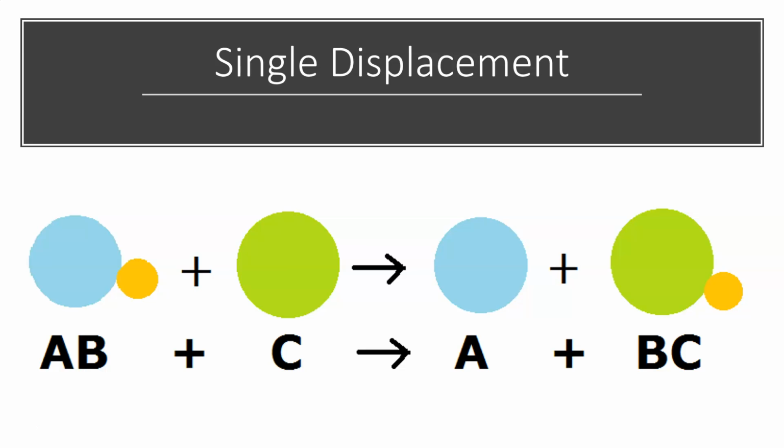We have that single displacement reaction, so you've got A and B over here and C. So remember, in my class we talk about people dancing, so we've got A and B dancing and we've got C dancing, and then in our products A's left on their own and B and C have started dancing together. So B has swapped from one reactant to the other.